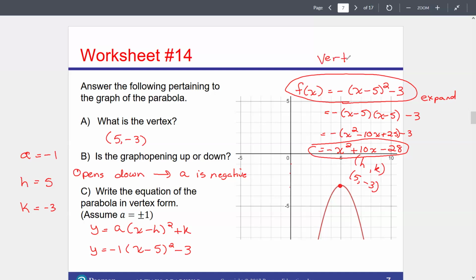So this is vertex form. And then this is general form, or standard form. I'm trying to remember which one your book said.